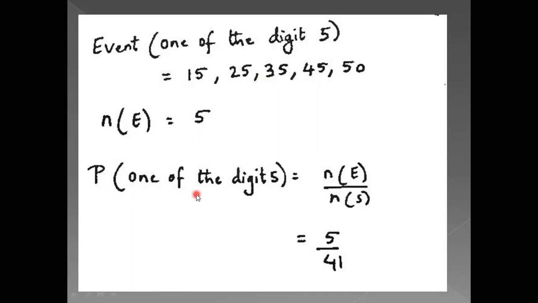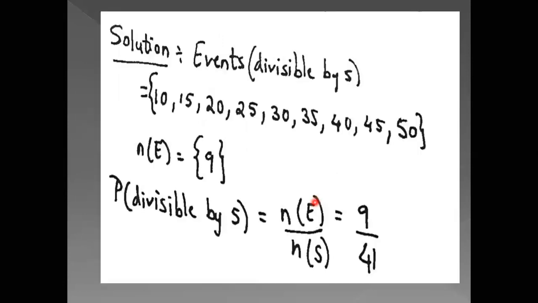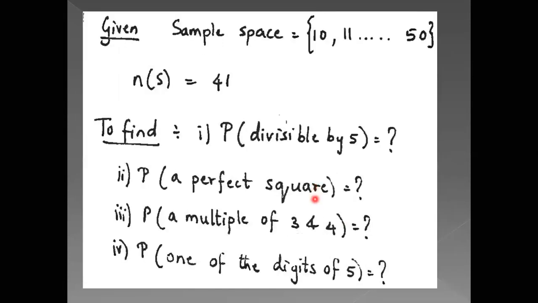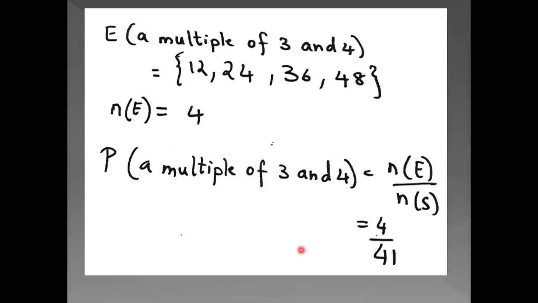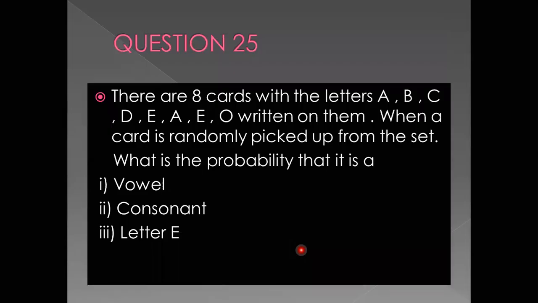Now probability that one of the digits is 5 is equal to number of event upon number of sample space. That is 5 upon 41. Okay. So this is your final answer. Now I hope you have found the answer for all the questions that were asked. So you can see there were 4 sub questions in this question and we have done with all. Okay. Now we go to the next question.